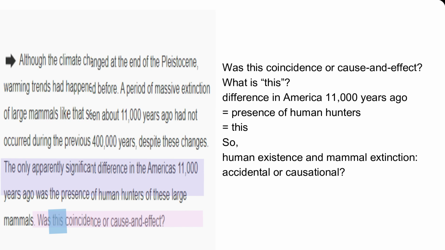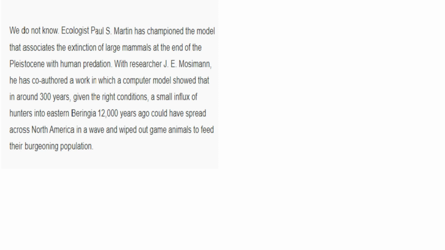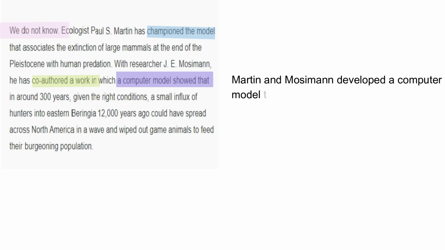Third paragraph. Moving on to the third paragraph. We do not know. Ecologist Paul S. Martin has championed the model that associates the extinction of large mammals at the end of the Pleistocene with human predation. With researcher J.E. Moseman, he has co-authored a work in which a computer model. The rest are minor details. As Dr. Burns emphasizes, wherever you see numbers, you can just skip them. Of course, nobody knows as it happened 11,000 years ago. With championed and co-authored, we know that Martin and Moseman support the Pleistocene overkill hypothesis.